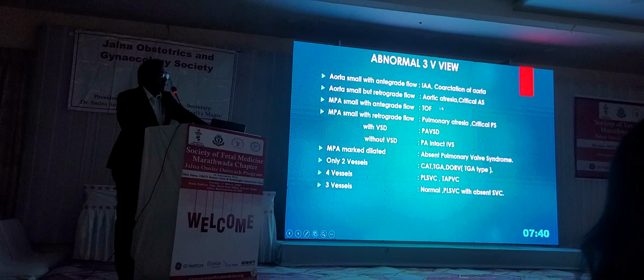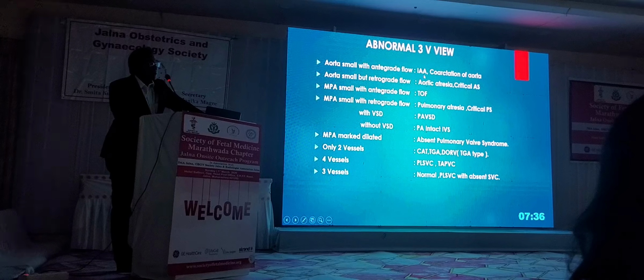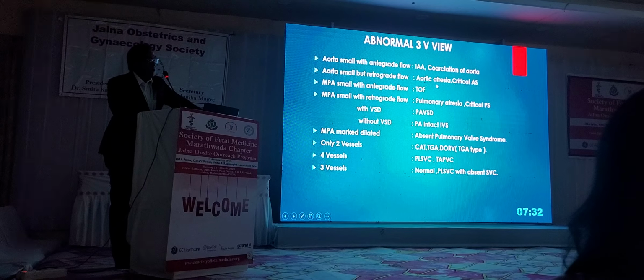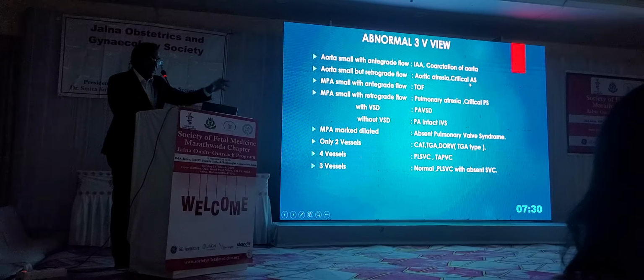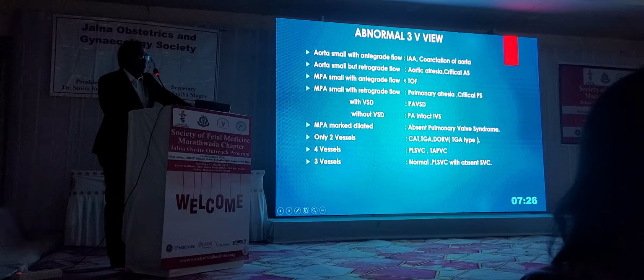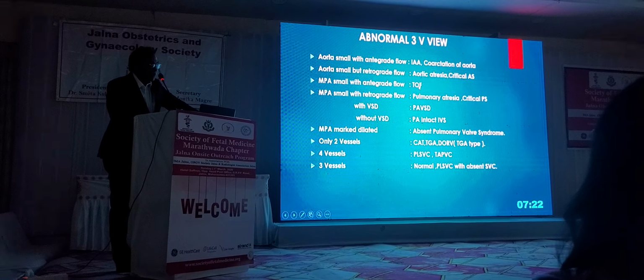So abnormal three vessel view: if we see a small aorta with forward flow, it could be interrupted aortic arch, coarctation or hypoplastic arch. Small aorta with retrograde flow could be seen in aortic atresia or critical aortic stenosis, that is HLHS. Small main pulmonary artery with antegrade flow is seen in TOF. Rarely you can see retrograde flow in TOF also, which is called blue type TOF.